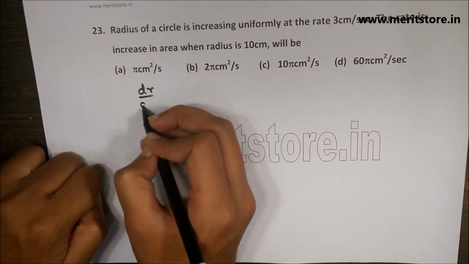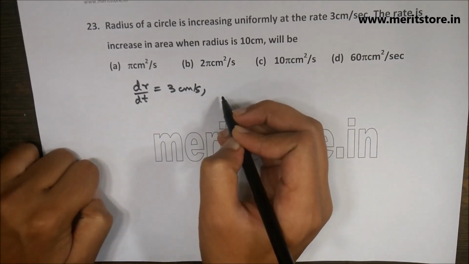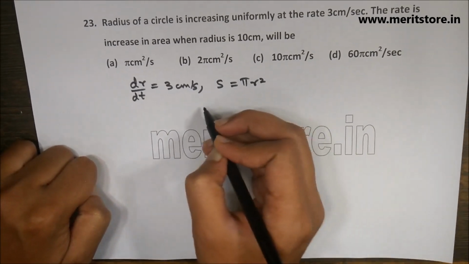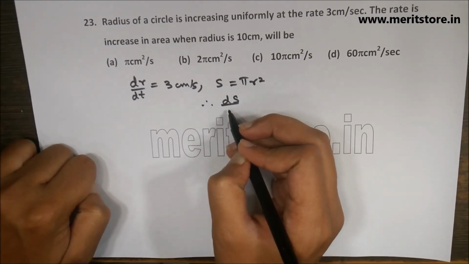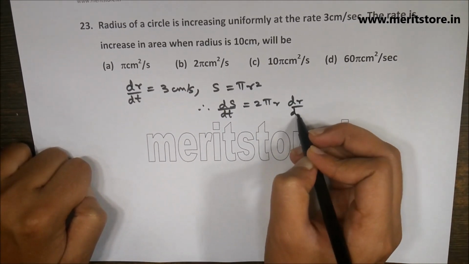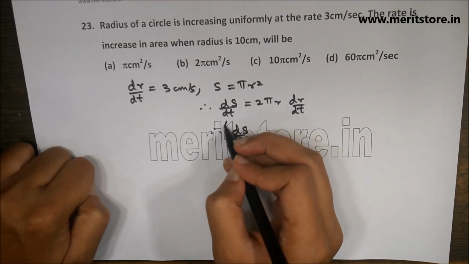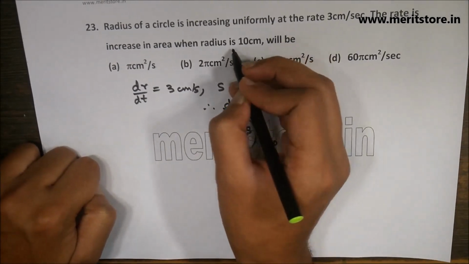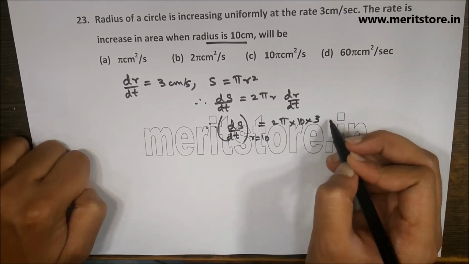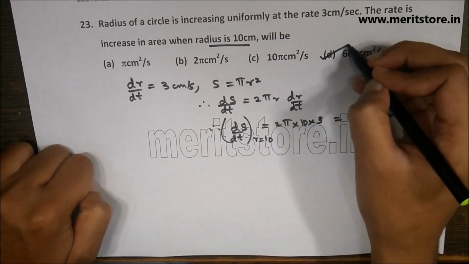dr by dt, the rate of change of radius, is equal to 3 centimeter per second. Our area is pi r square. Differentiating this term with respect to t, dS by dt is equal to 2 pi r dr by dt. Therefore, dS by dt at r equal to 10 centimeter, which is given, is equal to 2 pi into 10 into 3, which is equal to 60 pi centimeter square per second. Option D is the correct option.